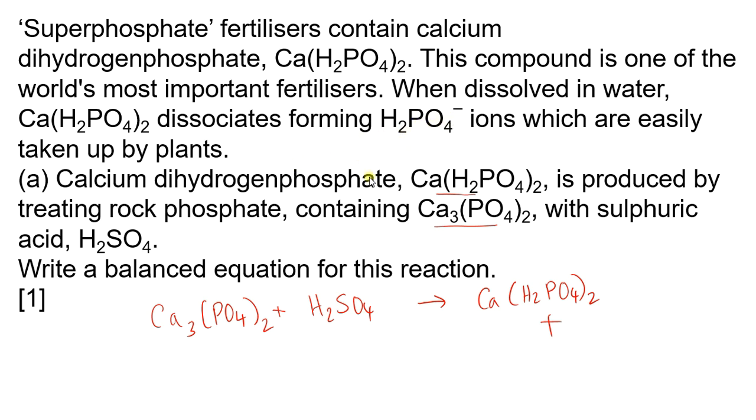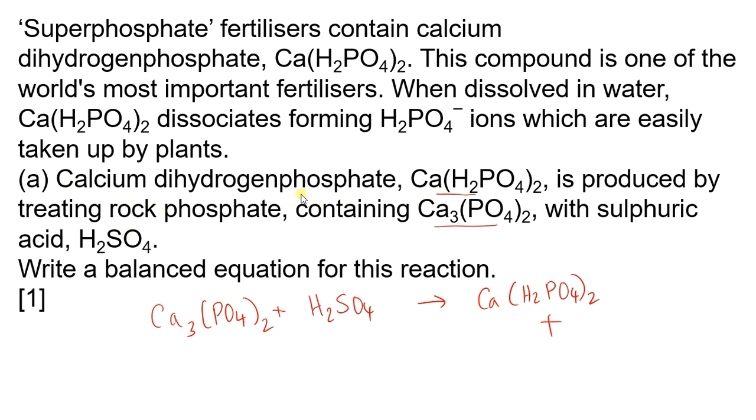H2PO4 phosphate is really useful for plants, because of the phosphorus. So that's a good fertilizer. The question is a 1 mark question. You have to write a balanced symbol equation. I think the pH is coming up in the next part.